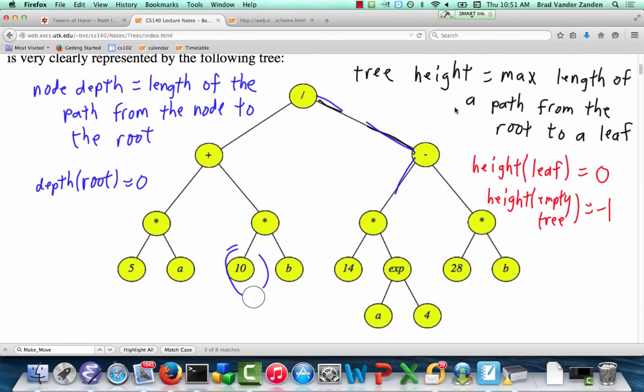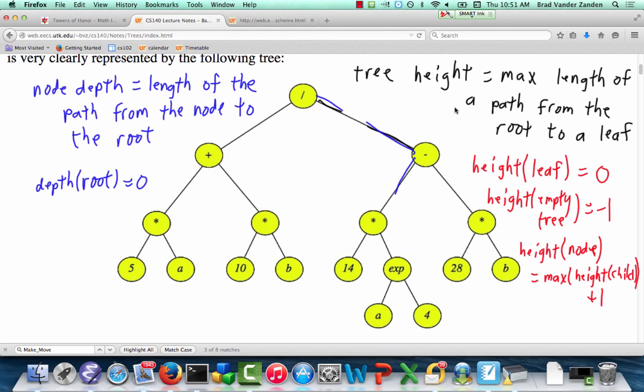Okay, so if we're looking for the height of a tree, so we'll say the height of a node equals the maximum of the height of any child plus 1. Right? It must be that the height of myself is equal to the maximum of the height of any of my children plus 1. Does that make sense?